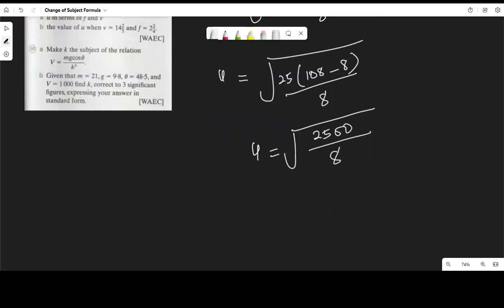2500 divided by 8, 312.5, and square root of 312.5 is 17.68. u is 17.68.